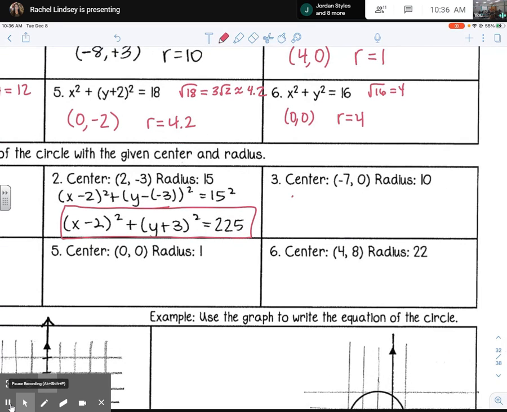So on number 3, I'm gonna have x minus my h. So if it's a -7, when it goes into the equation, it becomes a +7. So I have x plus 7 squared plus y plus 0 squared, which is just gonna give you y squared. This is the 0. And then what's 10 squared? 100. So that is my equation.